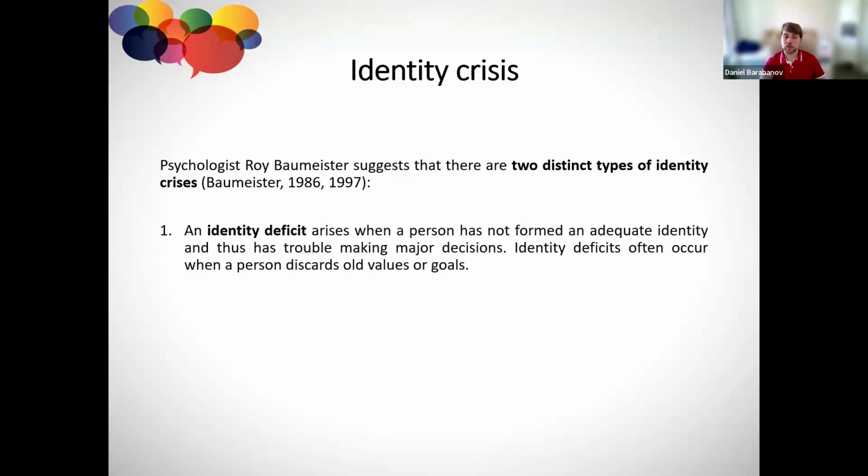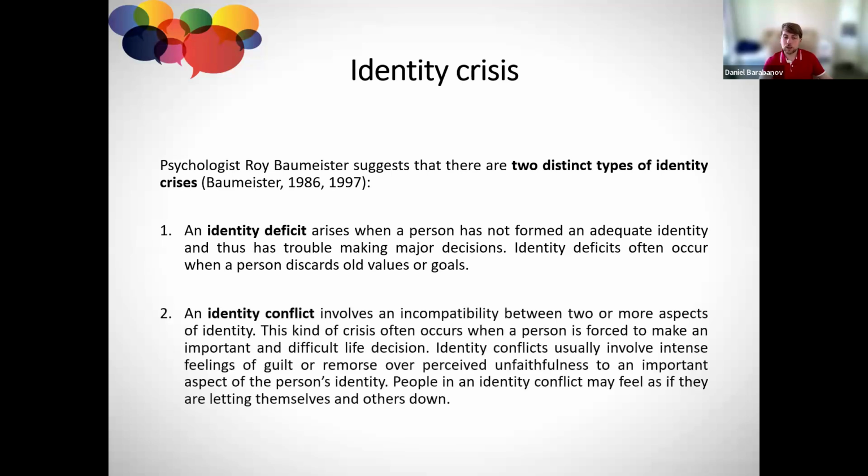The first one is identity deficit. It arises when a person has not formed an adequate identity and basically has trouble making major decisions. Like, who am I? I don't know, right? So identity deficit often occurs when a person discards old values and goals, but doesn't necessarily have new values and goals. Basically, people with identity deficit have a problem answering the question, who am I?